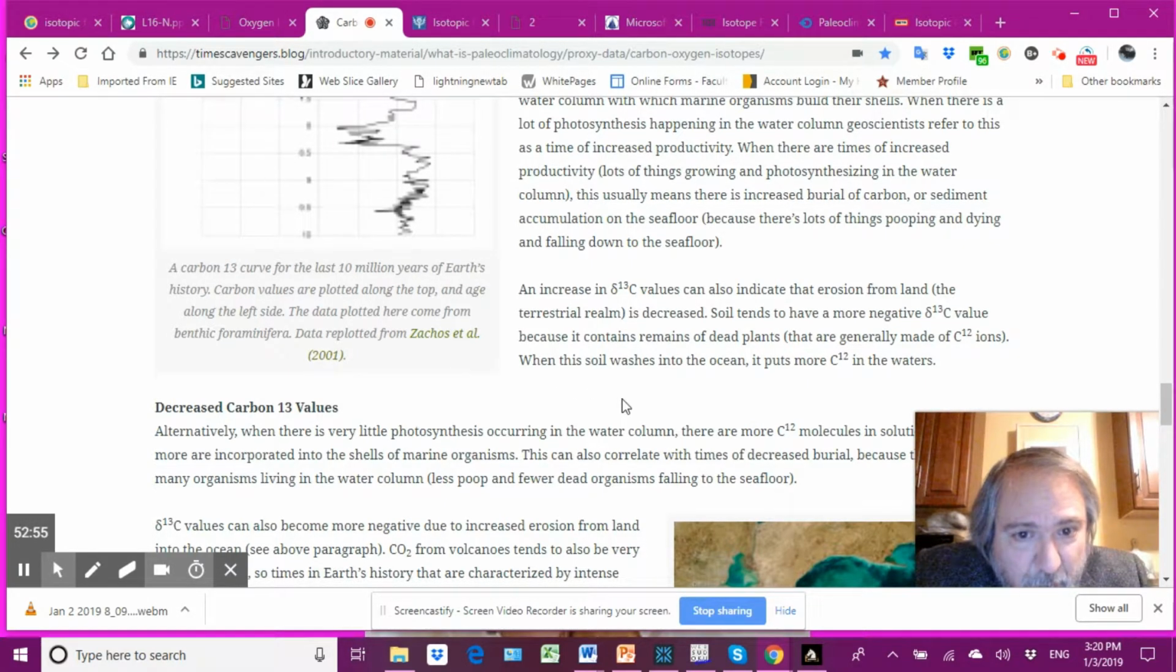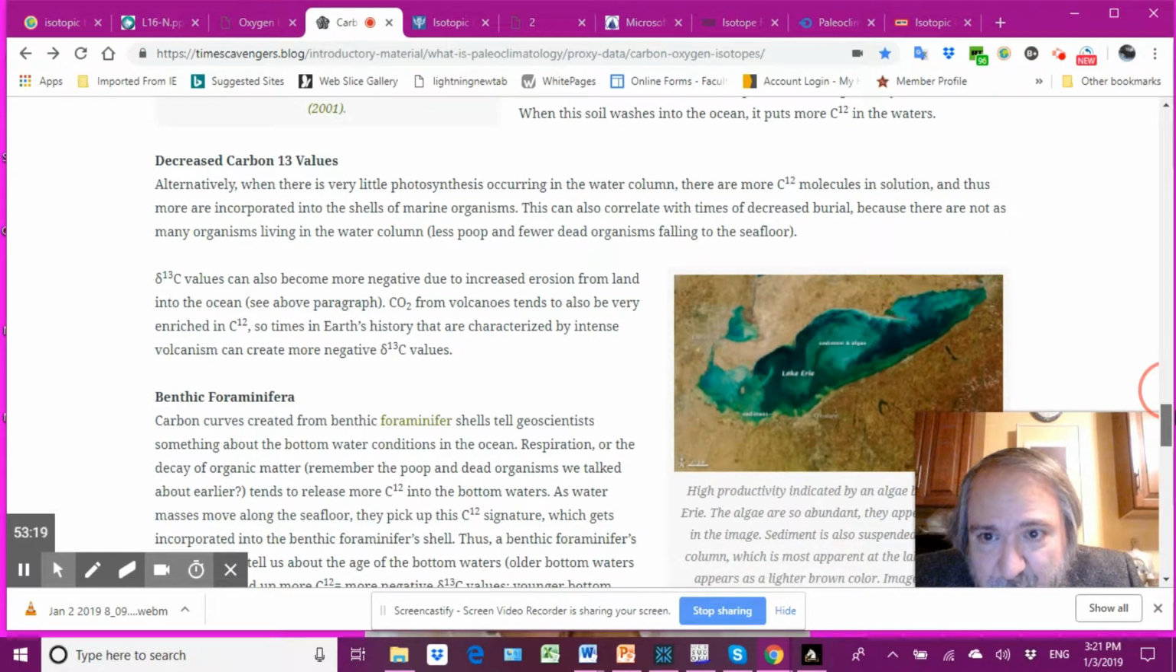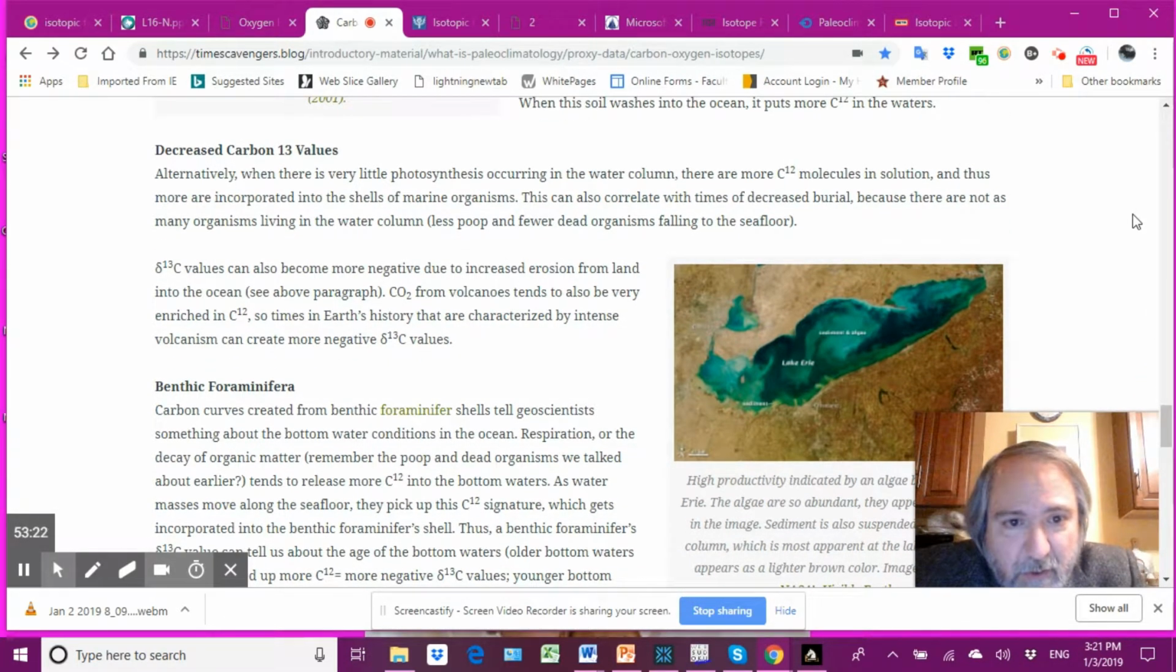So an increase in del 13C values can also indicate that erosion from land is decreased. Soil tends to have a more negative del 13C value because it contains remains of dead plants. When the soil washes into the ocean, it puts more C12 in the waters. So what happens if we have decreased C13 values? If there's little photosynthesis occurring in the water column, there's more C12 in solution, and thus more is incorporated into the shells of marine organisms. This can correlate with times of decreased burial because there are not as many organisms living in the water column. Del 13C values can also become more negative due to increased erosion from land into the ocean.